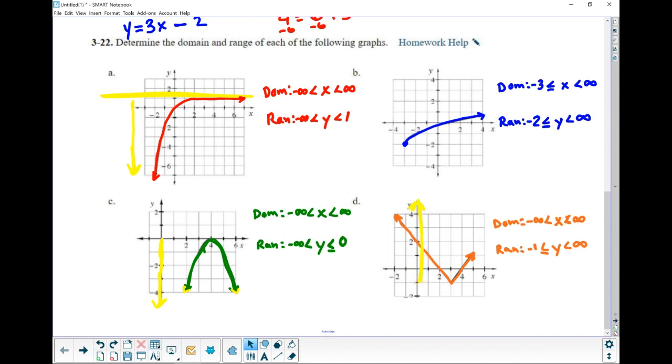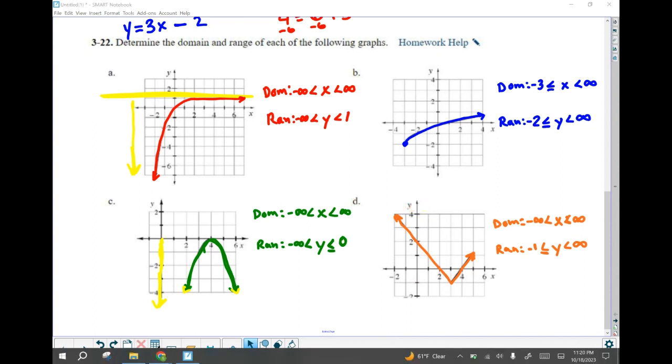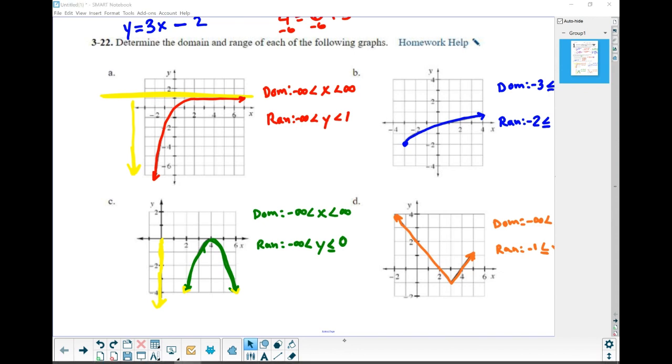Okay, and that's our assignment. I don't think there's a back side, is there? No, there is not. All right.